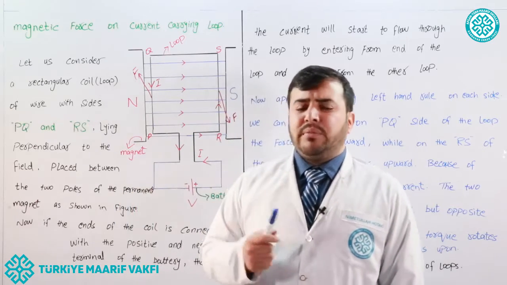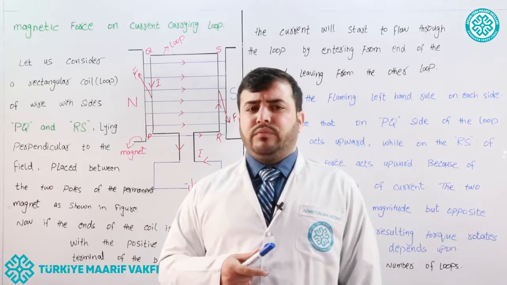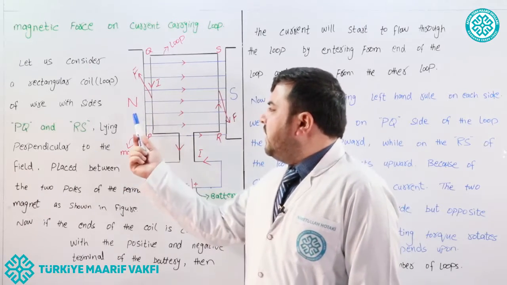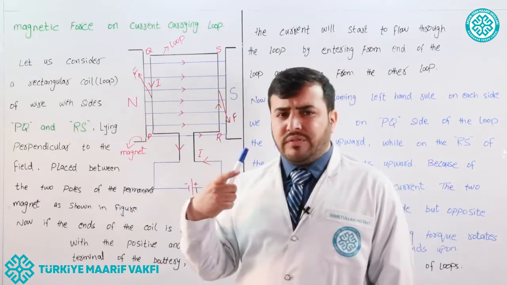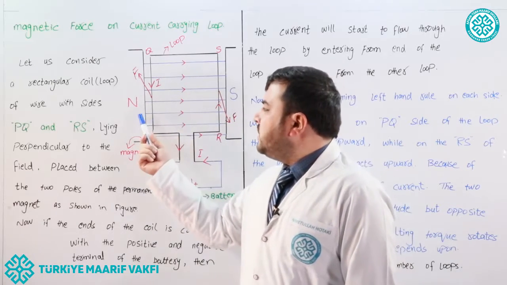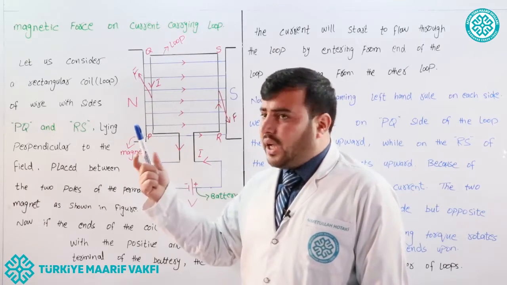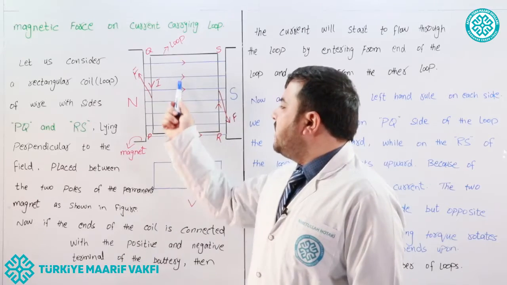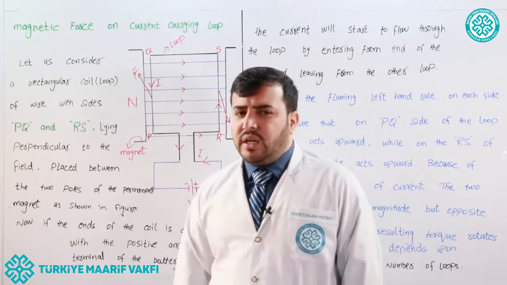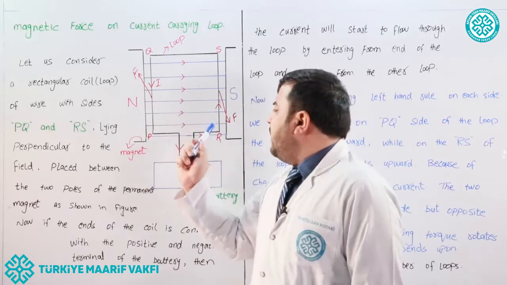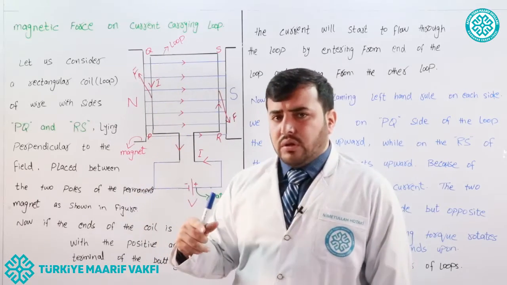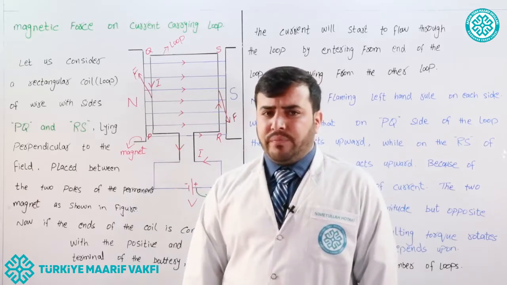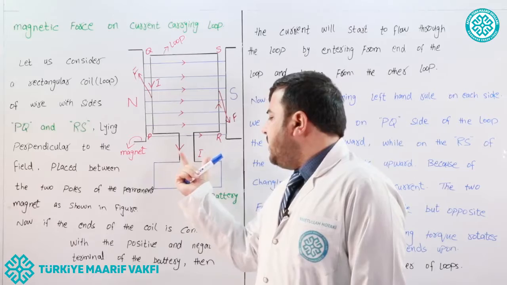So here the experimental arrangement of this topic is shown in the figure. You can see that we have a magnet, with north and south poles, and the magnetic field lines originate from the north pole to the south pole. Here this arrow sign shows the direction of magnetic field lines, and we have a loop of wire RSPQ, which is placed inside the magnetic field, and this loop is connected with the battery.